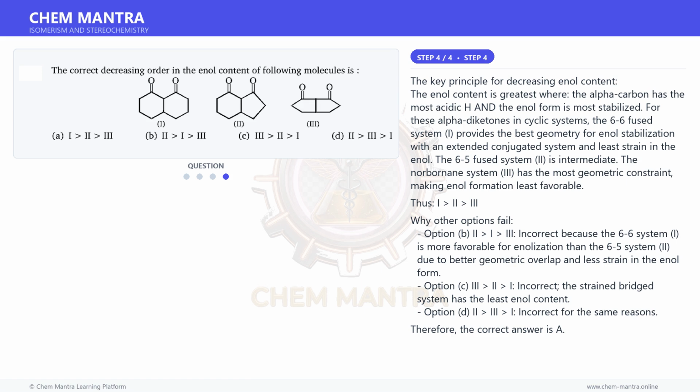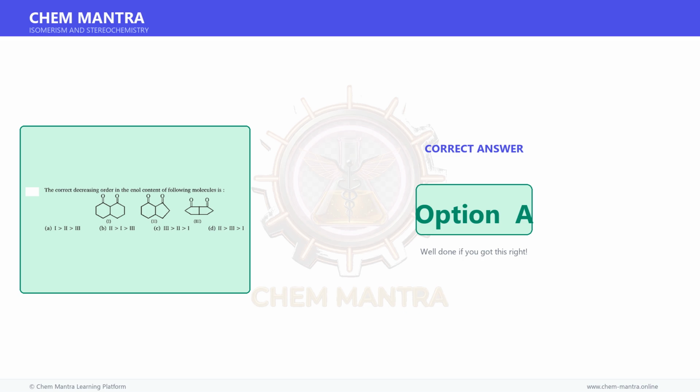Thus, I > 2 > 3. Why other options fail? Option B, 2 > I > 3, is incorrect because the 6-6 system, I, is more favorable for enolization than the 6-5 system, 2, due to better geometric overlap and less strain in the enol form. Option C, 3 > I, is incorrect; the strained bridged system has the least enol content. Option D, 2 > 3 > I, is incorrect for the same reasons. Therefore, the correct answer is option A.